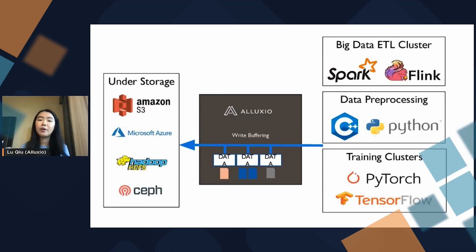And similarly for write, all the temporary files can be temporarily cached by Elastic for future usage, and all the persistent data can be directly written to Elastic and persisted to different under storage. You can also configure multiple under storage if you want.